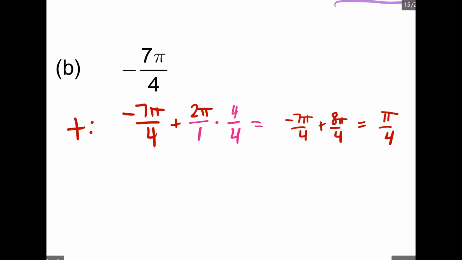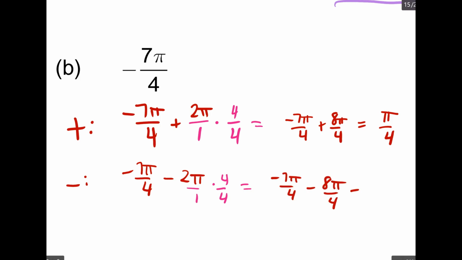Lead me through the negative one, if you don't mind. Here you do negative 7 pi over 4. And then it would be negative 7 pi over 4 minus 8 pi over 4, and then the negative. Sweet. So double checking, we have 1 positive answer, 1 negative answer, so we're solid.